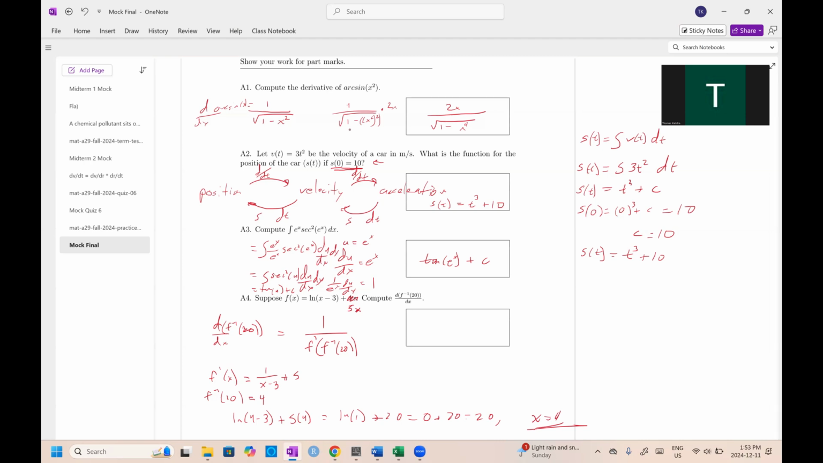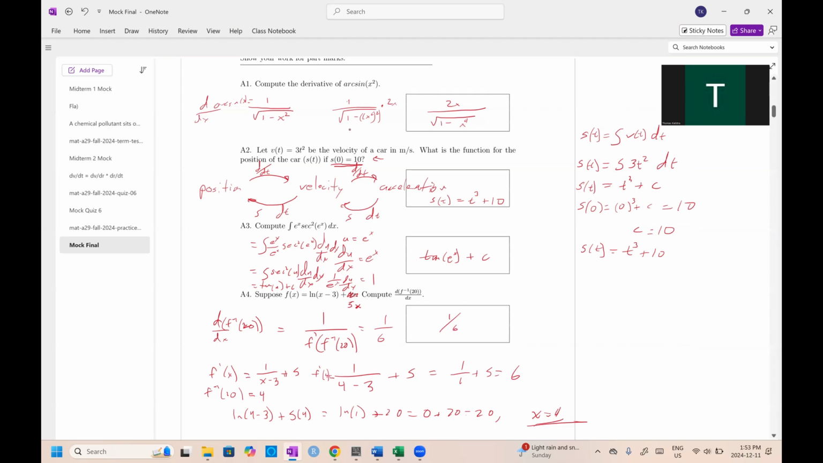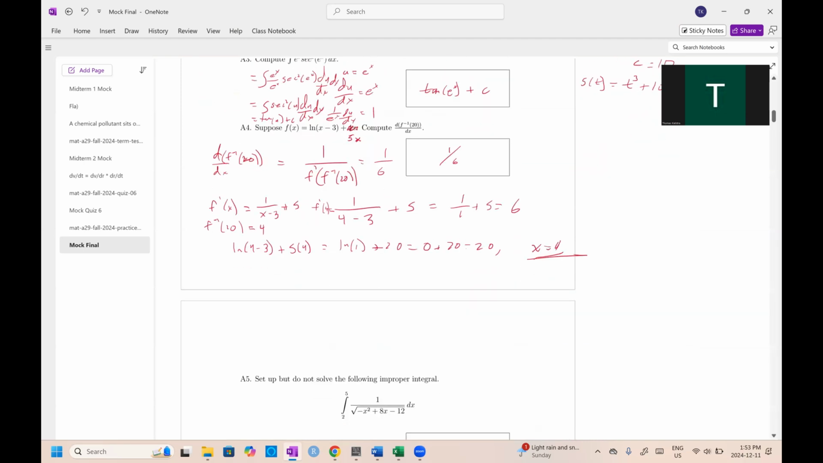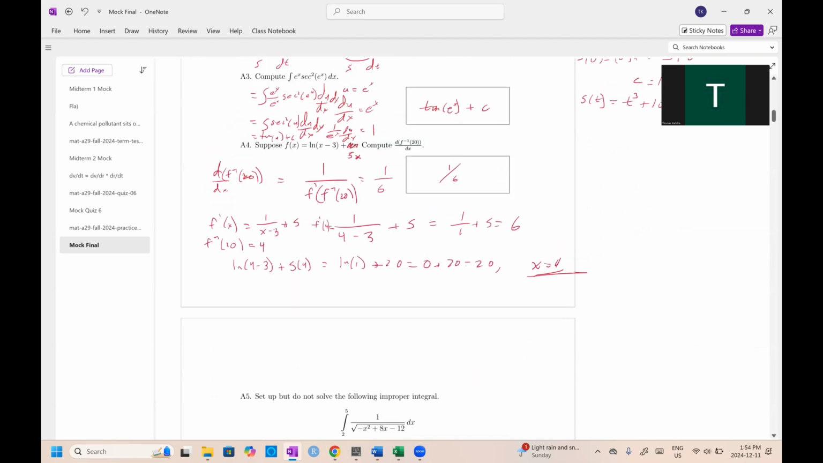So now I'm looking at 1 over 4 minus 3 plus 5. F prime of 4 equals 1 over 1 plus 5, which equals 6. So this equals 1 over 6. Okay. You could also have altered it to be ln of x minus 4 plus 4x. And if you did that, my answer would be 1 over 5.